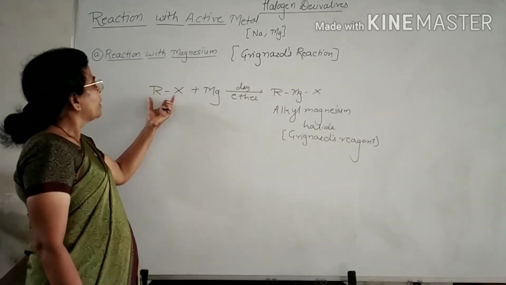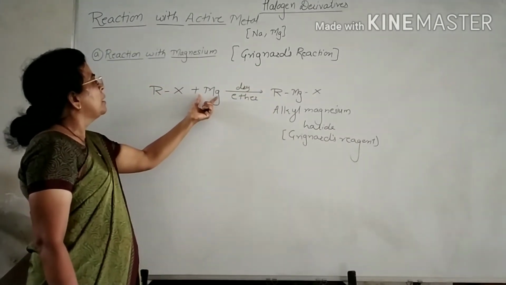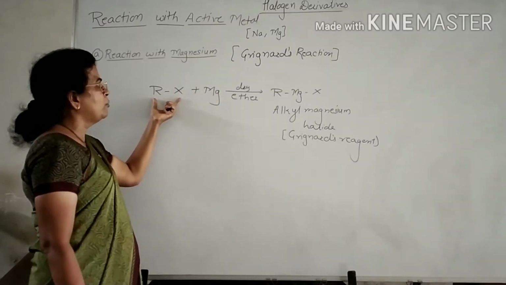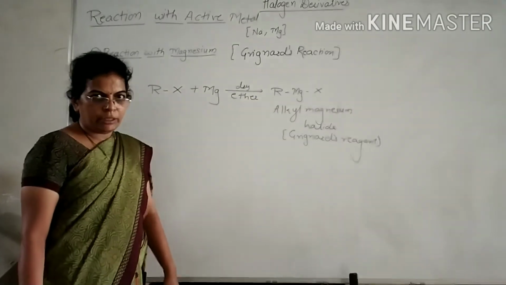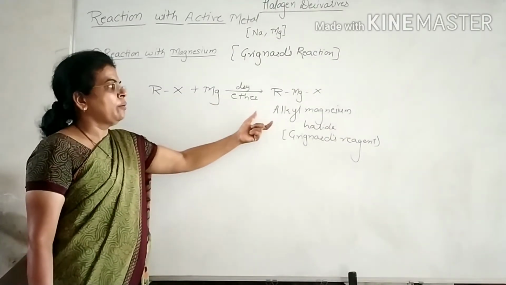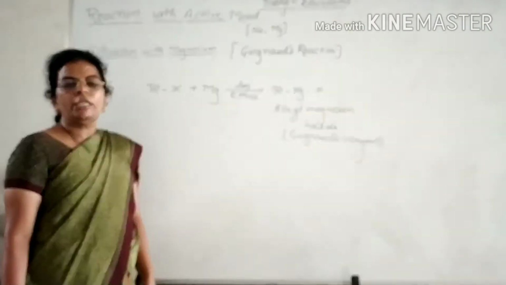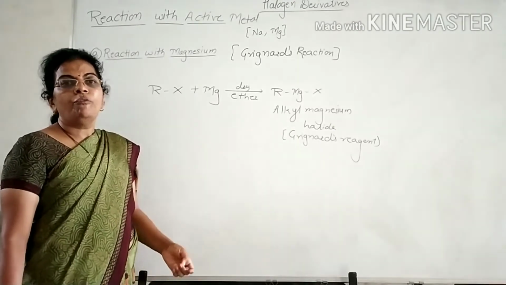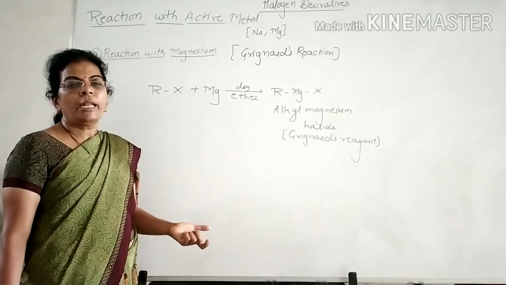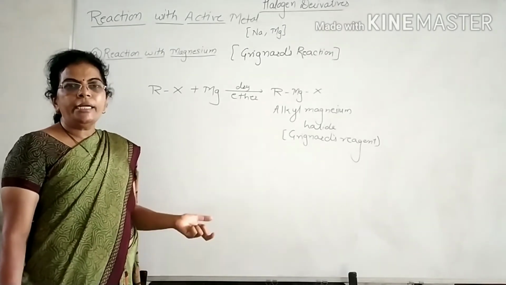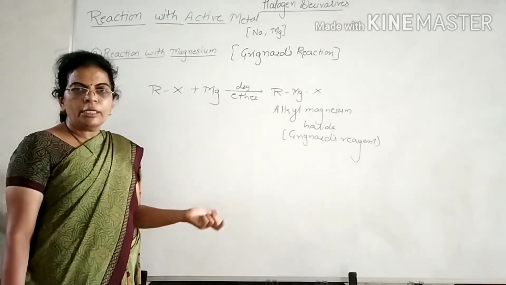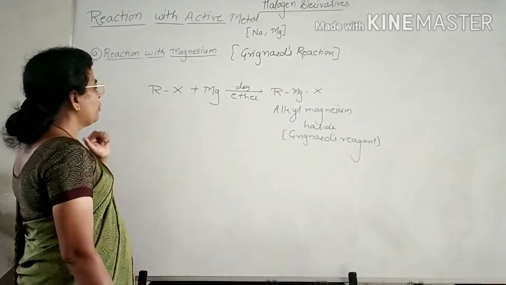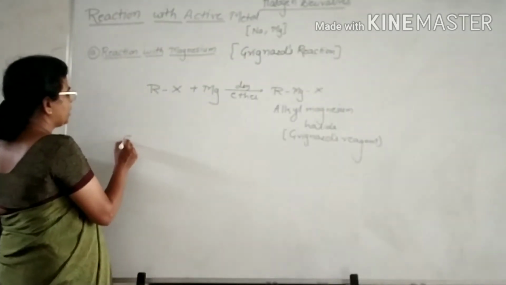Now here, this magnesium comes in between this alkyl and halogen atom to form RMgX. This alkyl magnesium halide or Grignard's reagent is a very useful reagent for the preparation of various types of organic compounds like alcohols, aldehydes, ketones, carboxylic acids, etc. Now here we are going to see one example of this reaction.